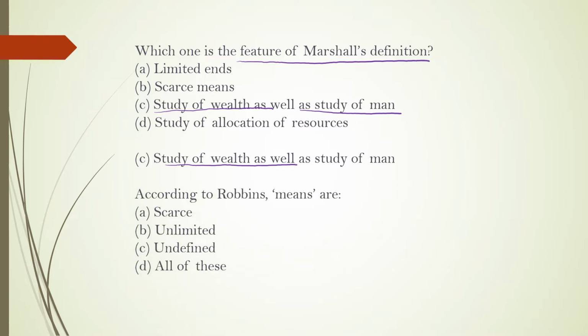According to Robbins, means are scarce, unlimited, undefined, all of these. According to Lionel Robbins, economics is a study of human behavior as a relationship between ends and scarce means which have alternative uses. So according to Robbins, means are scarce. So the right answer is scarce.